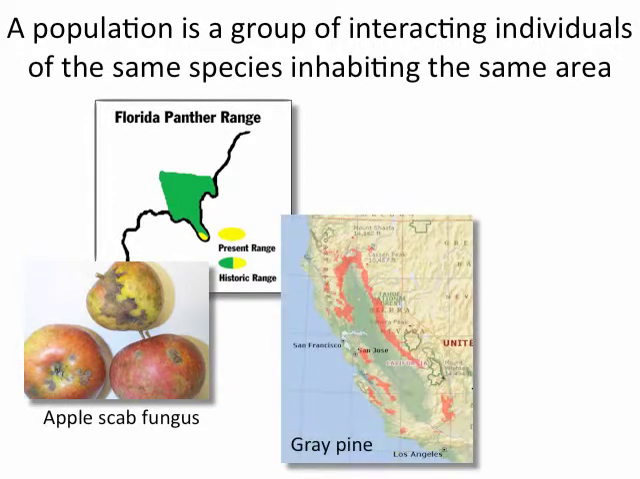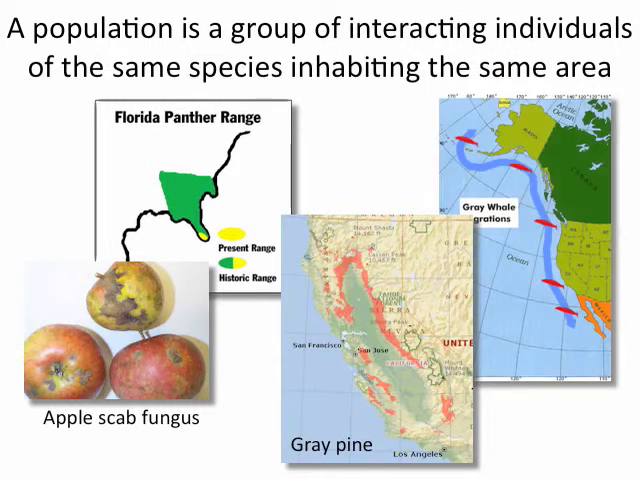In California, another example that you're familiar with from our field trip is gray pine. And this is a map of California showing in orange the geographic range of gray pine. Notice that it's limited to California, so it is one of our California endemics, and that it also occupies a very large range, much larger than many other species, such as the scab fungus that we just saw.